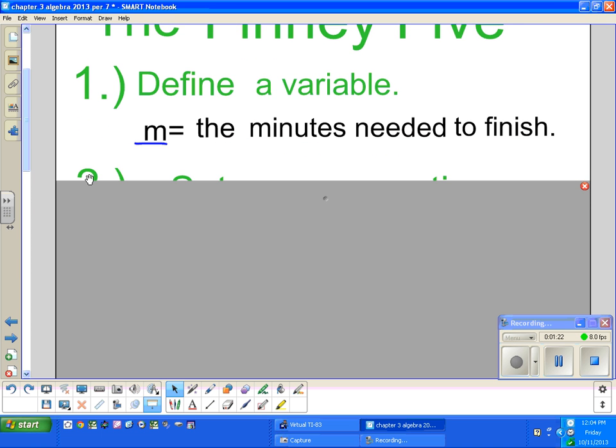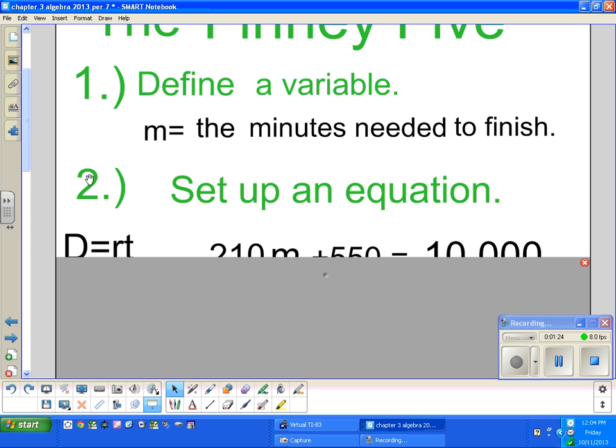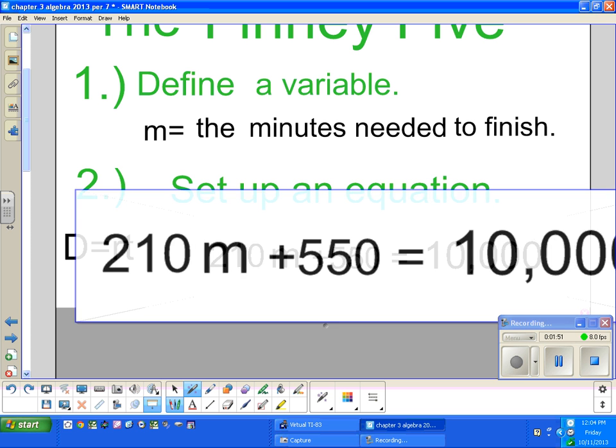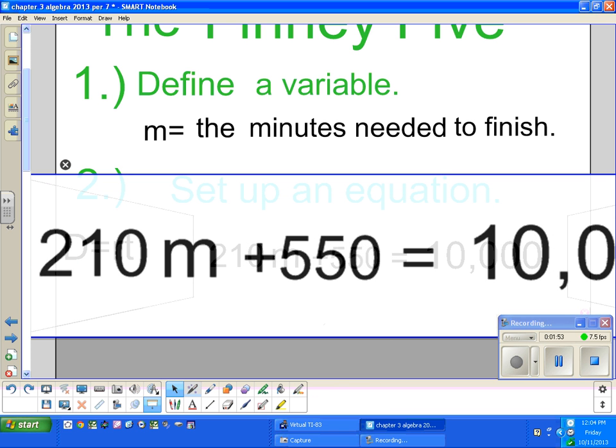Next thing is step 2. Set up an equation using mathematical notation. Now you might need to write down a familiar equation. You might need to draw a picture. Whatever you need to do to set up the equation to solve using algebra or using math. So this is the equation that we've set up. 210m plus 550 equals 10,000.